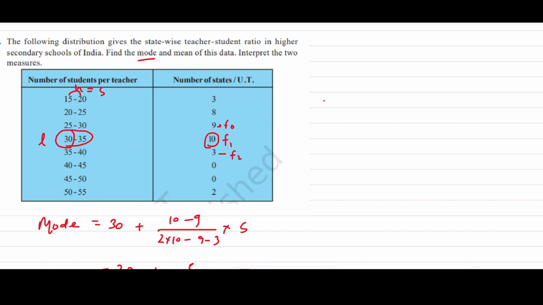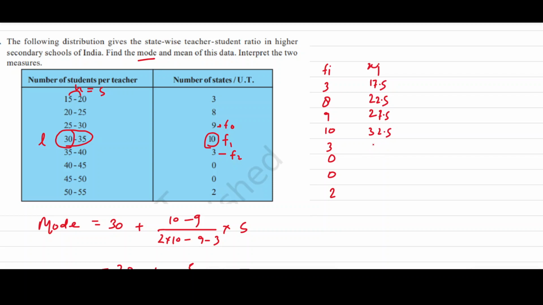Now we'll find the value of the mean. The same process: first we write fi. Here fi will be 3, 8, 9, 10, 3, 0, 0, 2. Now write the value of xi, the middle value of 15 and 20, that will be 17.5. So here this will be 17.5, 22.5, 27.5, 32.5, adding 5, because this is the class size.